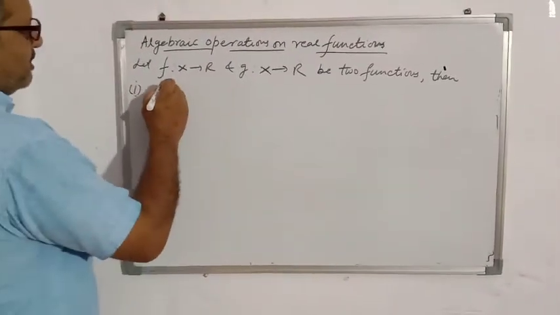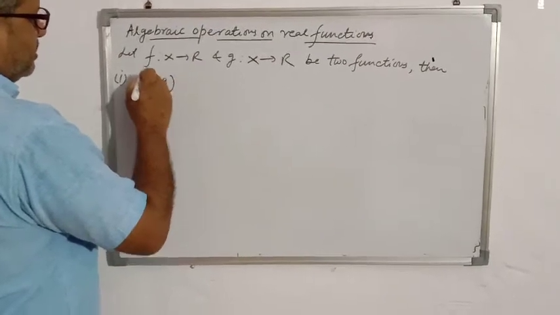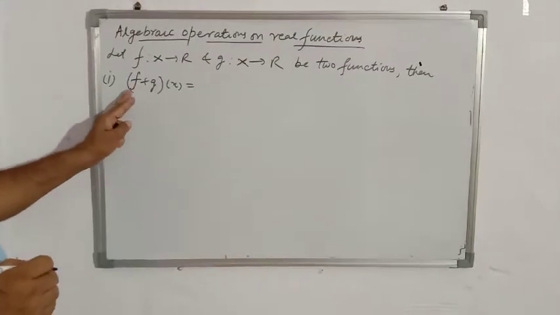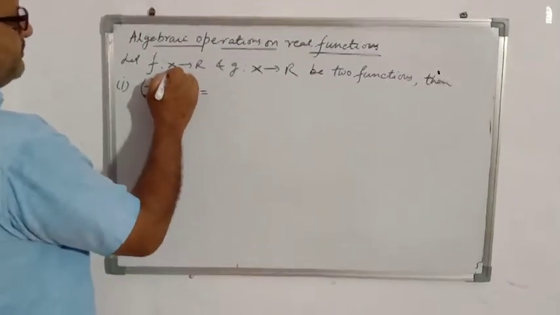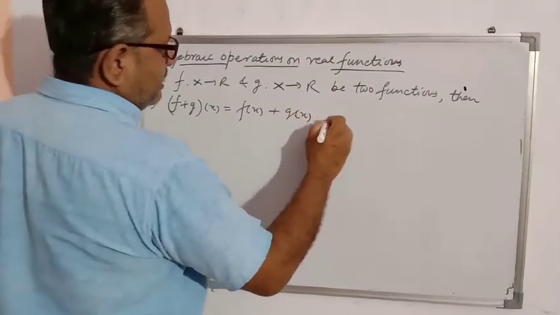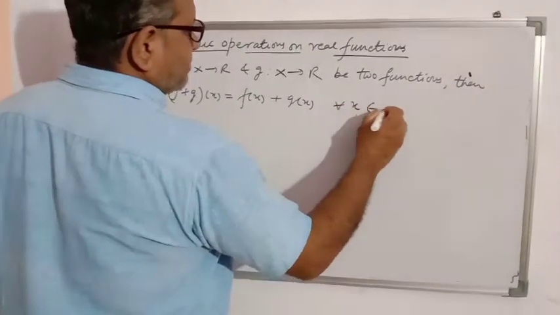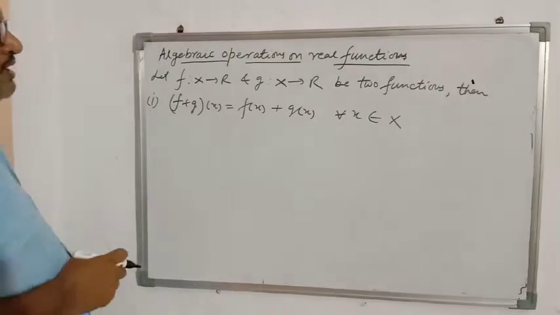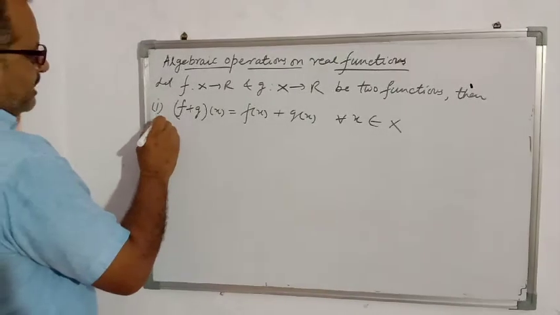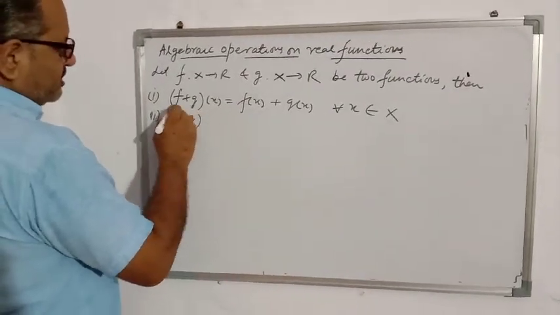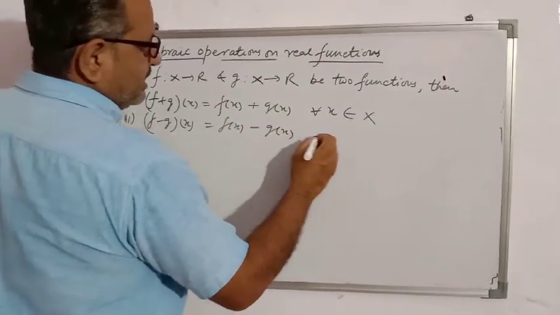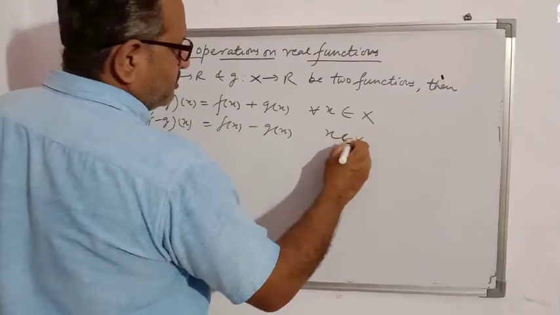Then what will be the sum of both the functions? How can we define the sum of both the functions? (f plus g)(x), x will lie in the domain. So we can write it f(x) plus g(x) for every x belongs to X. X is an element of capital X, that is the domain of both the functions. Similarly, difference of two functions. We can write it f(x) minus g(x) where x belongs to X.